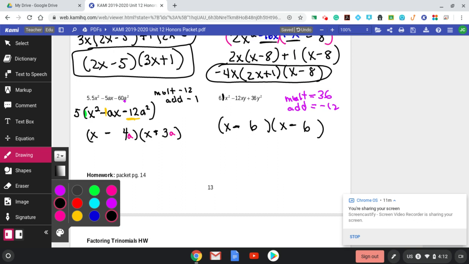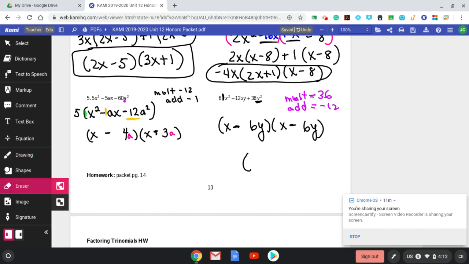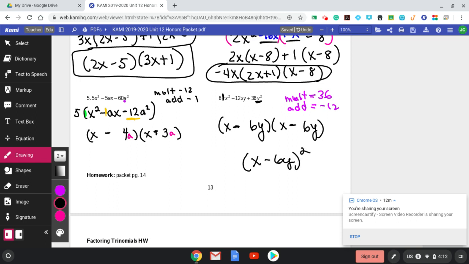And then, okay, no big deal. That's not correct yet, but I still got to take care of the y squared by adding y's to both. And if you want to be real fancy and show off next year, you can do x minus 6y all squared. Boom. There it is, kids. That's a wrap.